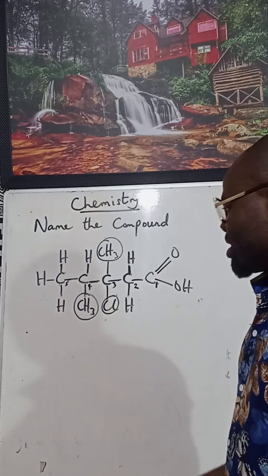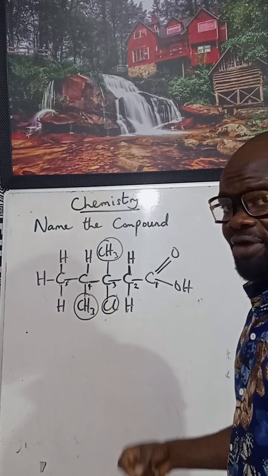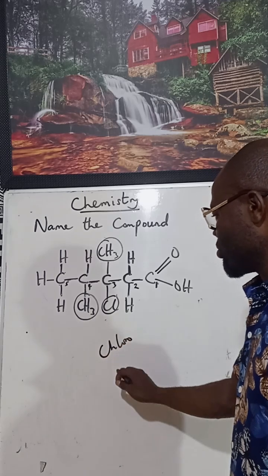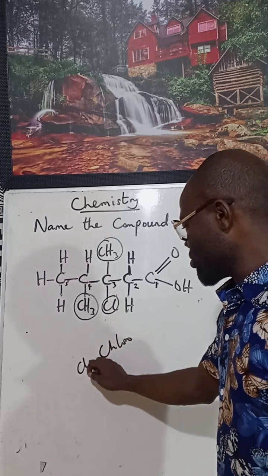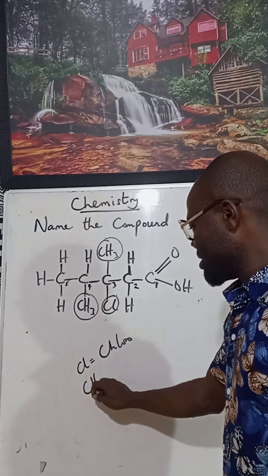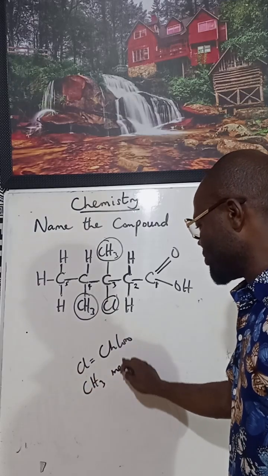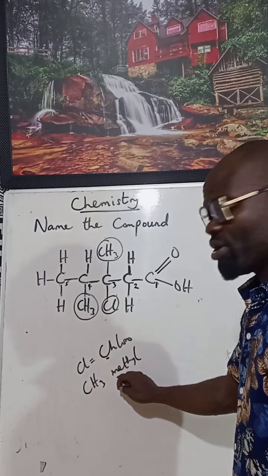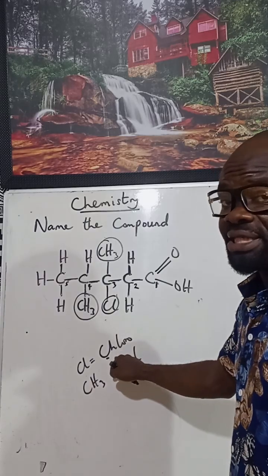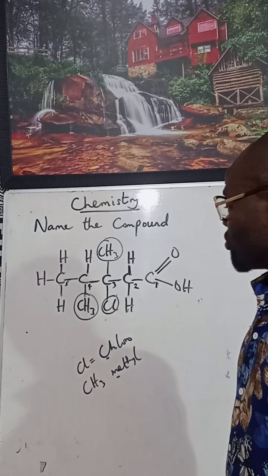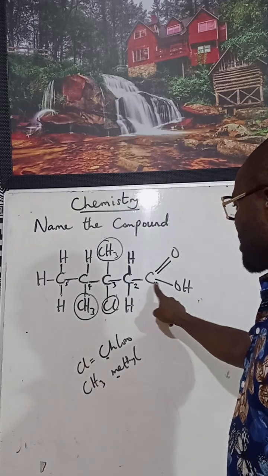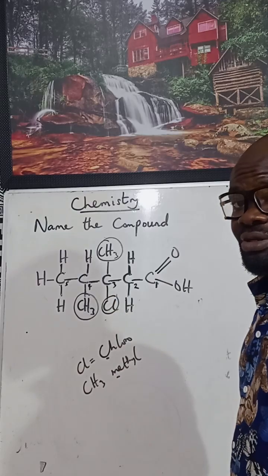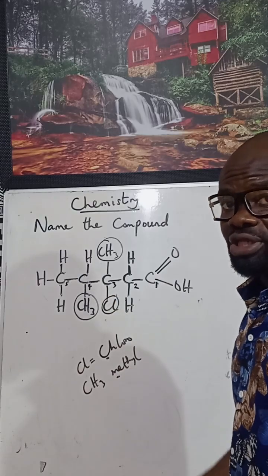And don't forget, chlorine will come first from the alphabet because chlorine is chloro, while methyl is CH3. CH3 is methyl. So from the alphabet, C comes first before M. So therefore, we name chloro first before methyl. So where is the chloro? 1, 2, 3. Chloro is attached to carbon number 3. So that is 3-chloro.